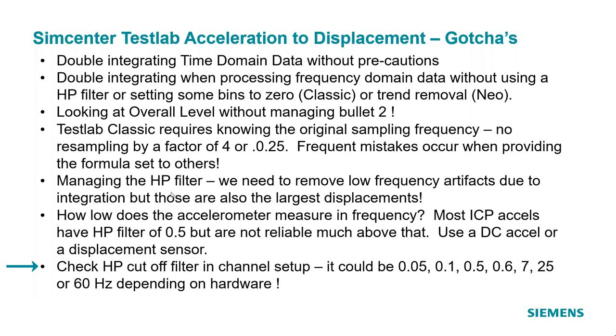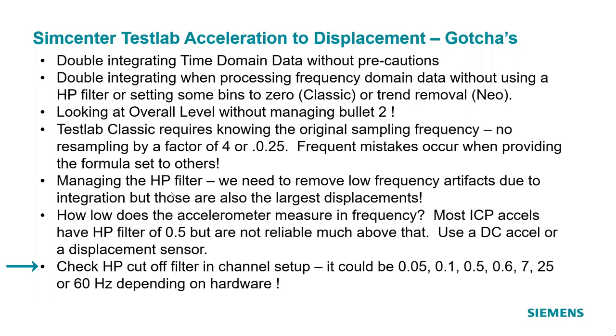So some of the cards, I think like the XS and the V24, go down to 0.05 Hz or so. I think the XS also goes up to 25 Hz for a high pass filter. Most of the V8 cards can also have a 7 Hz high pass filter. And if you're using a microphone card, the M8 can go up to a 60 Hz high pass filter. So make sure you view the channel setup, look at the HP cutoff, and make sure you know what frequency the high pass filter cutoff is on your channel setup.